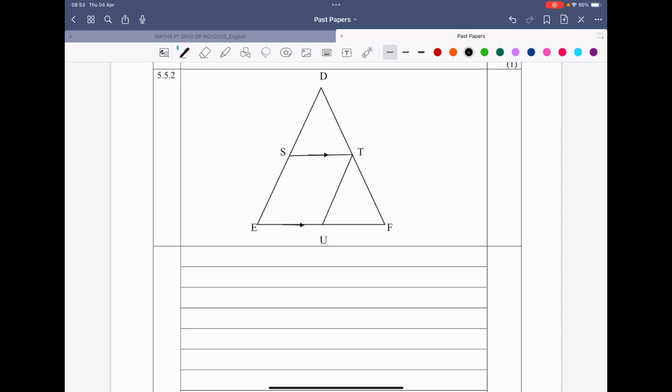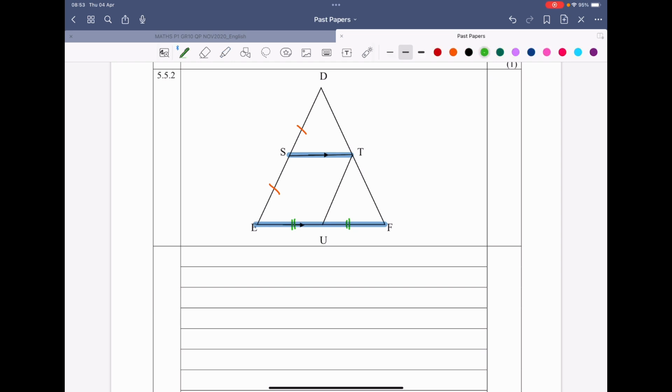Okay, and now on to the final part of question 5. We're given this triangle DEF and we're told some information. The first thing that we're told is that DS is equal to SE, and we're told that EU is equal to UF, and we're told that ST is parallel to EF.